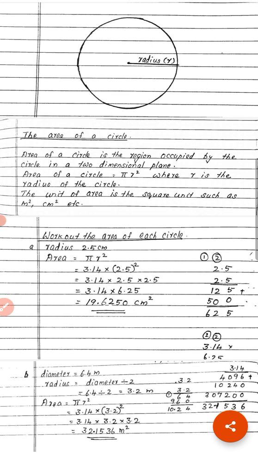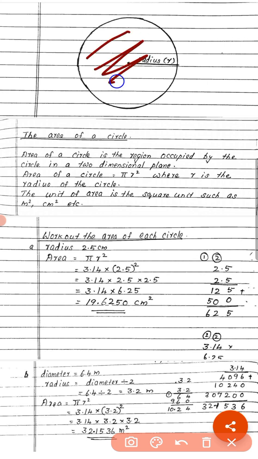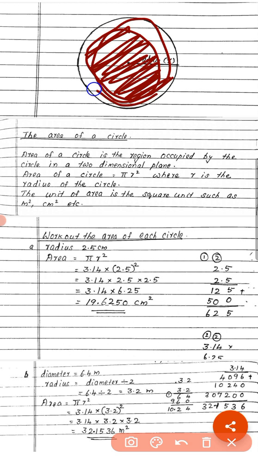Today we are going to find the area of a circle. Area of a circle is the region occupied by the circle in a two-dimensional plane. See children, in this figure, this shaded space is the area of a circle.